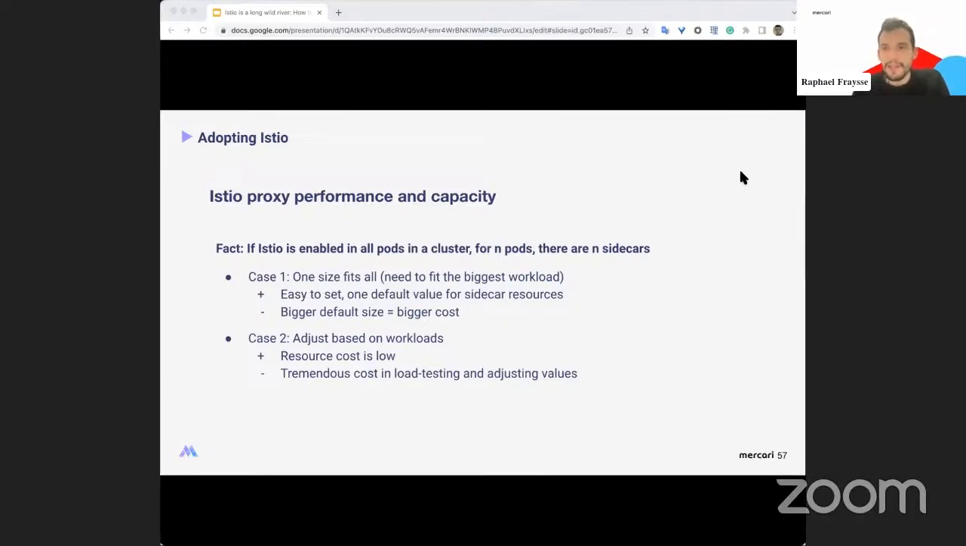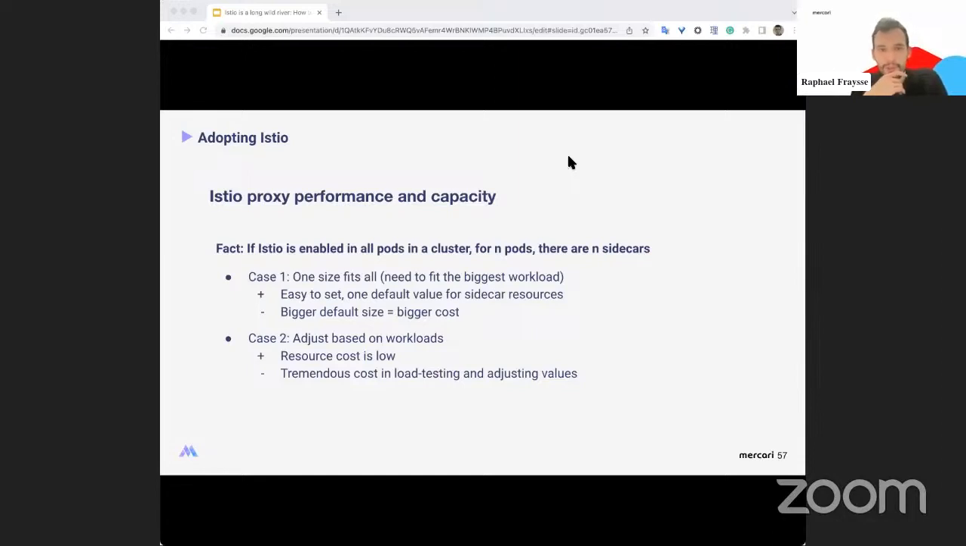So basically, it means that in our case, we try the first case, one size fits all. So you fit the biggest workload. The pro is that it's very easy to set. You take your biggest pod in your cluster. You just set the sidecar so that it fits that biggest pod in terms of traffic. But it means that you have a lot of room and sub-optimization of resources because of that.